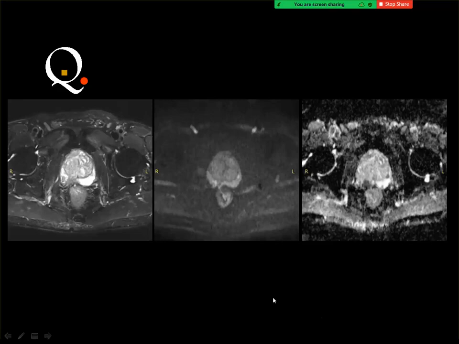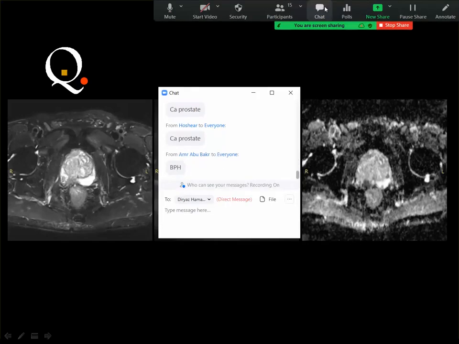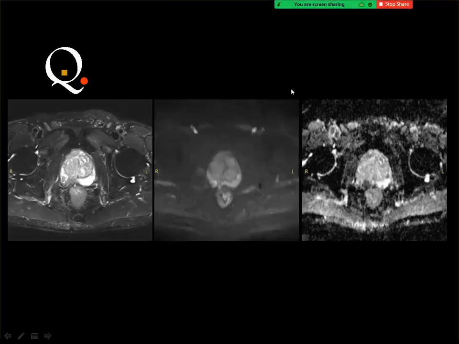Next case is an MRI of the prostate, and this is STIR images, this is diffusion, and this is ADC. Benign prostatic hyperplasia, cancer prostate. Yes, the right answer is prostatic cancer.